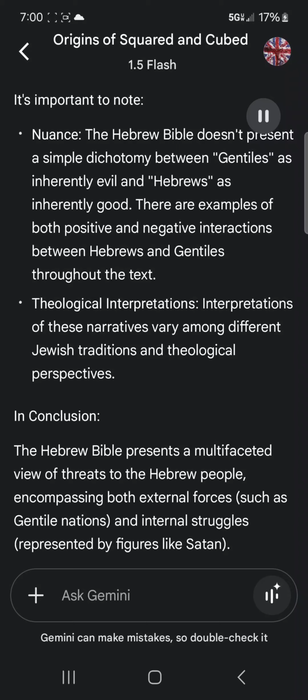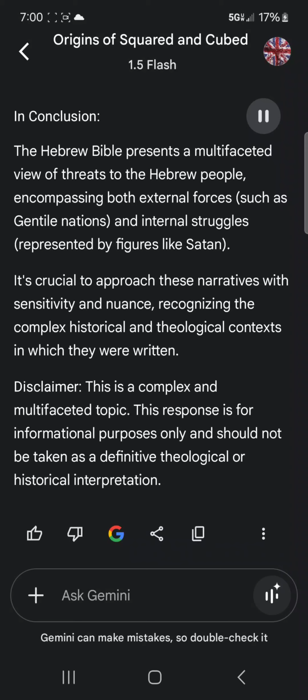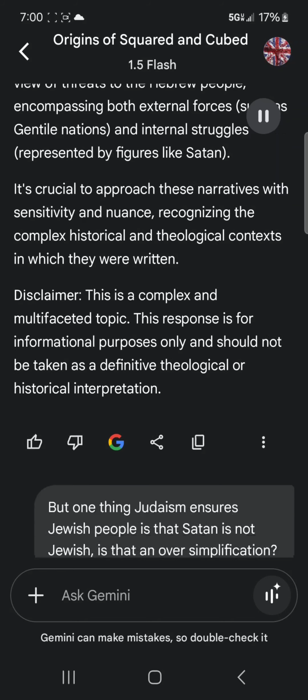Theological interpretations. Interpretations of these narratives vary among different Jewish traditions and theological perspectives. In conclusion, the Hebrew Bible presents a multifaceted view of threats to the Hebrew people, encompassing both external forces, such as Gentile nations, and internal struggles, represented by figures like Satan. It's crucial to approach these narratives with sensitivity and nuance, recognizing the complex historical and theological contexts in which they were written. Disclaimer: this is a complex and multifaceted topic. This response is for informational purposes only and should not be taken as a definitive theological or historical interpretation.